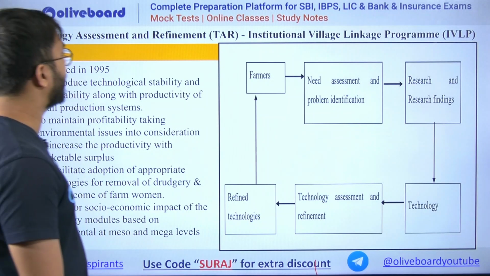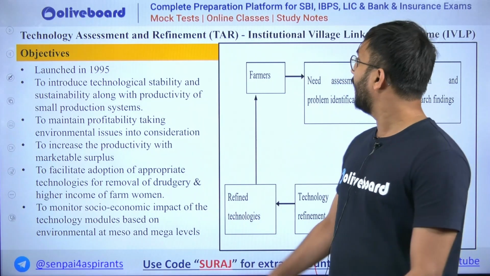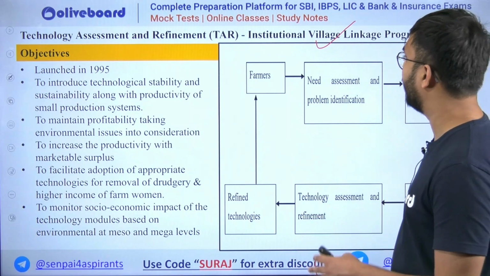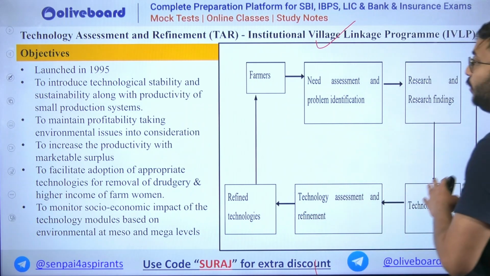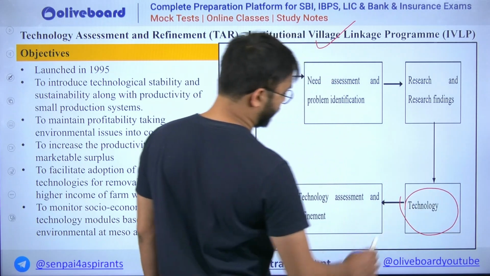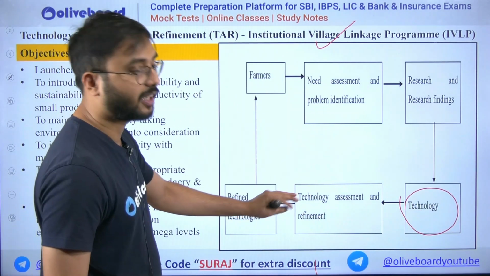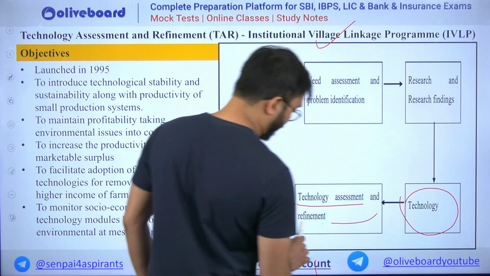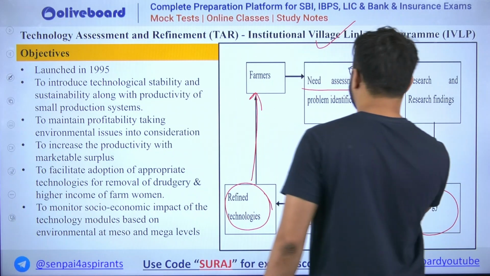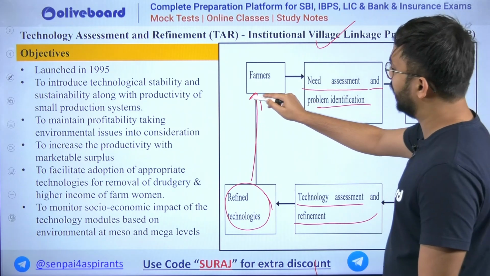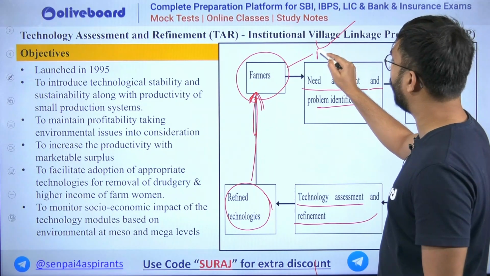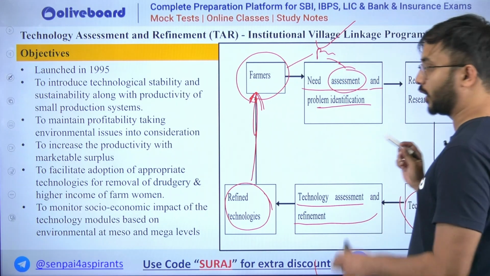Then comes Technology Assessment and Refinement, that is TAR, and the Institutional Village Linkage Program, IVLP. What is this all about? Here you can understand that whatever a particular technology is, it is refined according to requirement. Such refined technologies are then given to farmers. Such farmers need assessment and problem identification. Of course, we are giving the farmer technology because he would be facing some problem. So problem assessment should be there. What is the problem?